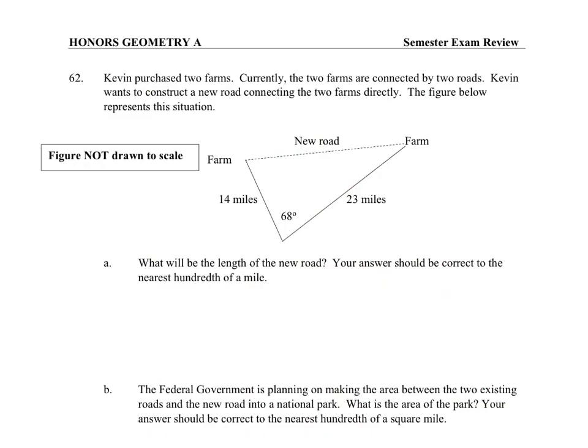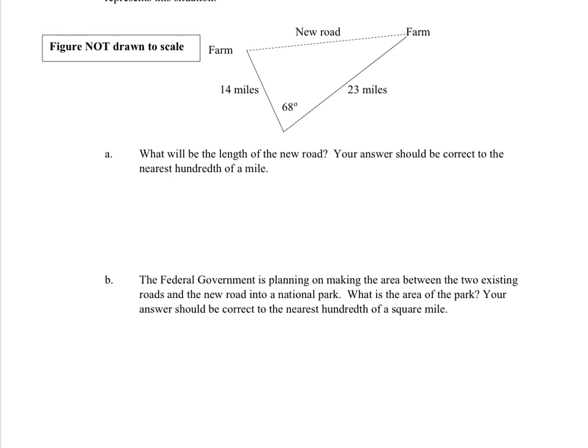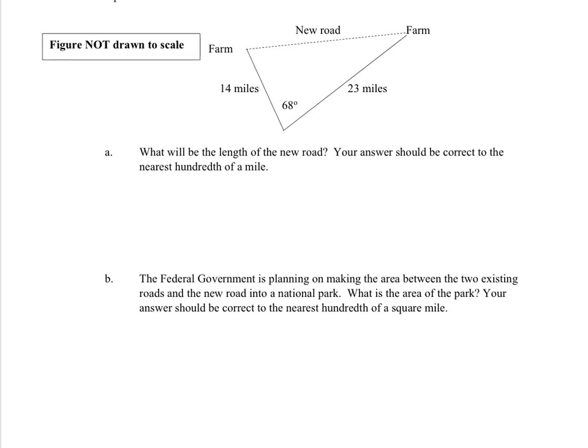Question 62 says Kevin purchased 2 farms. So he purchased here and here. Currently, the 2 farms are connected by 2 roads. Kevin wants to construct a new road connecting the 2 farms directly. The figure below represents the situation. Part A asks, what will be the length of the new road? Your answer should be correct to the nearest hundredth of a mile.